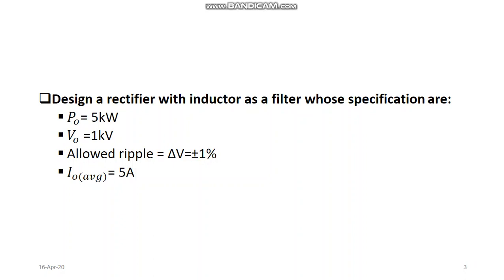Our power output is 5 kilowatt, the output voltage is 1 kilovolt, and the allowable ripple is plus minus 1%, so a ripple of about 10 volt on one side, 10 into 2, 20 volt. Total ripple is 20 volt, and the average load current is 5 ampere.